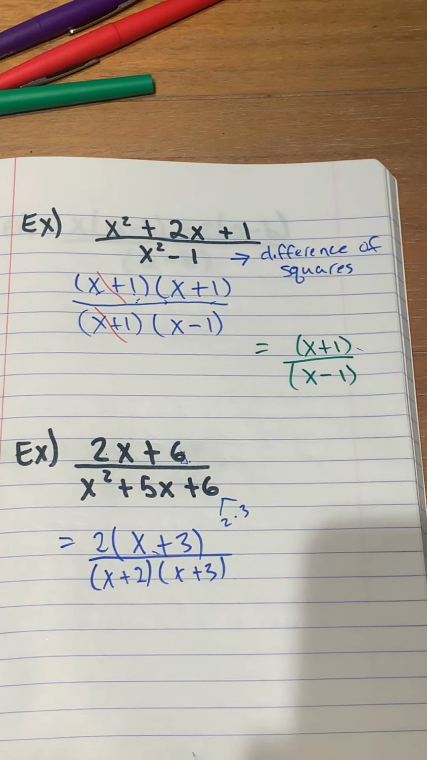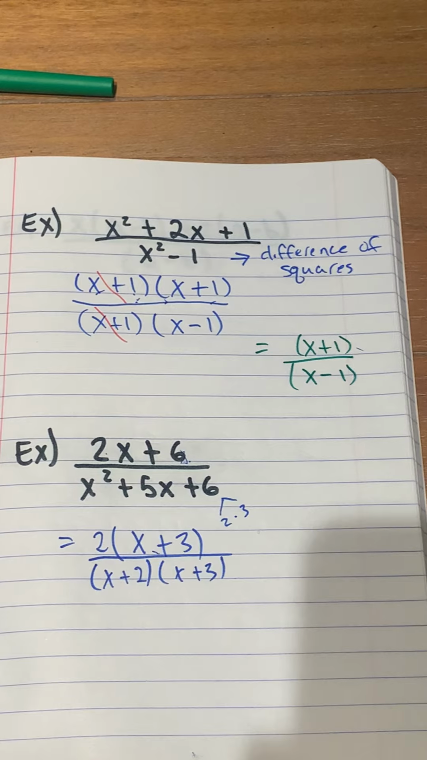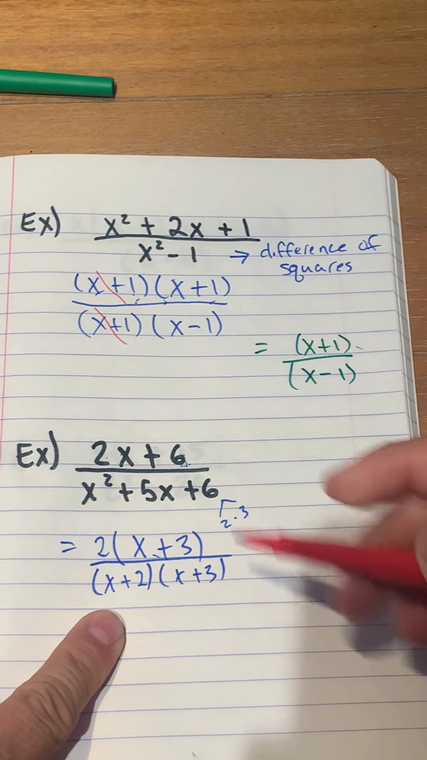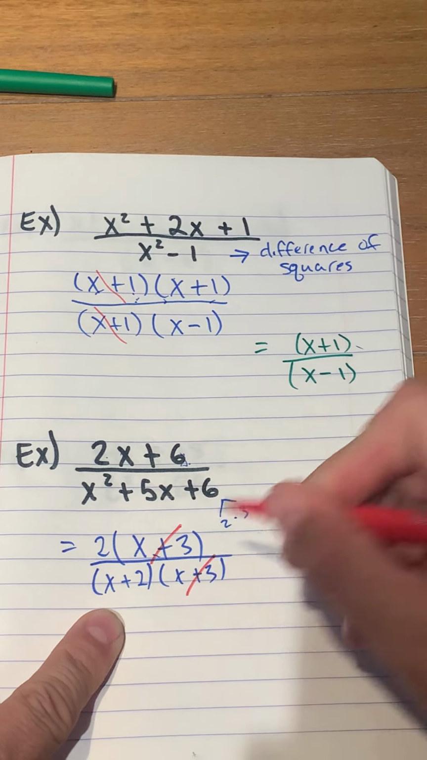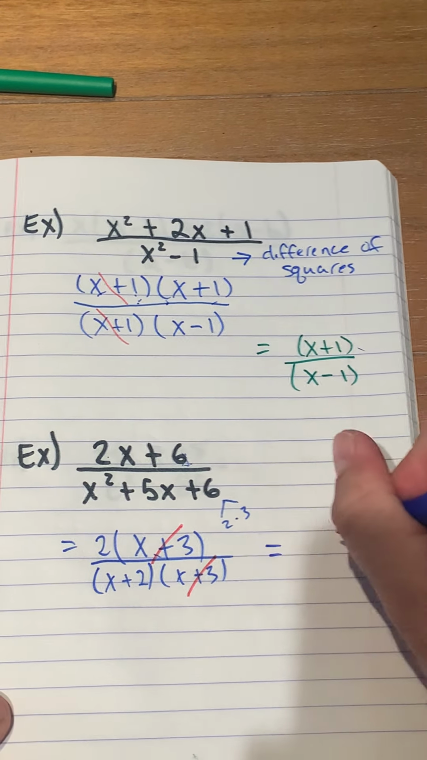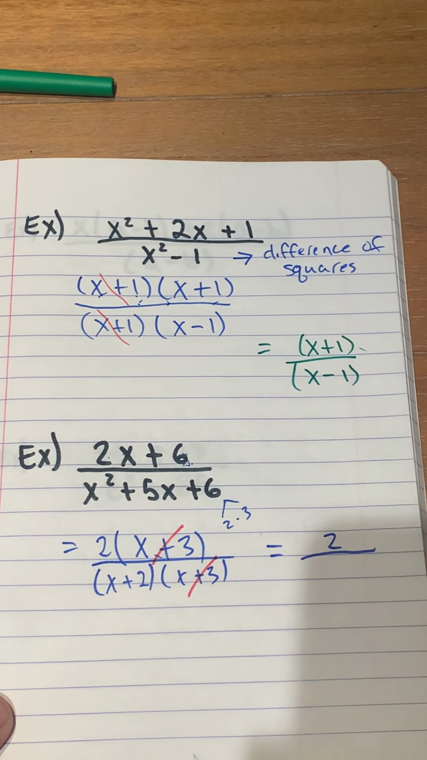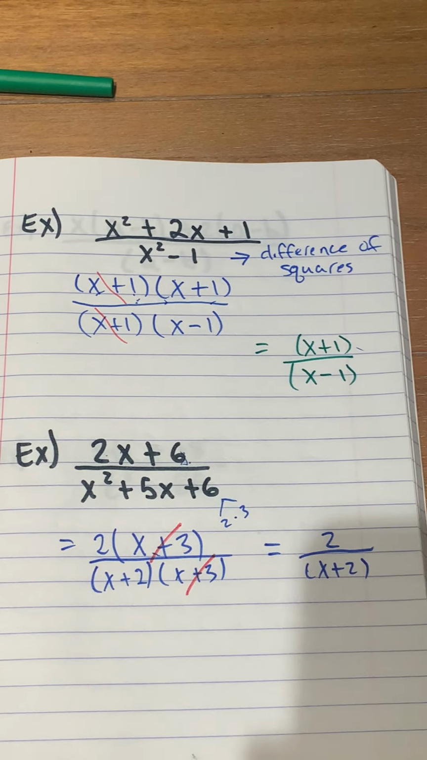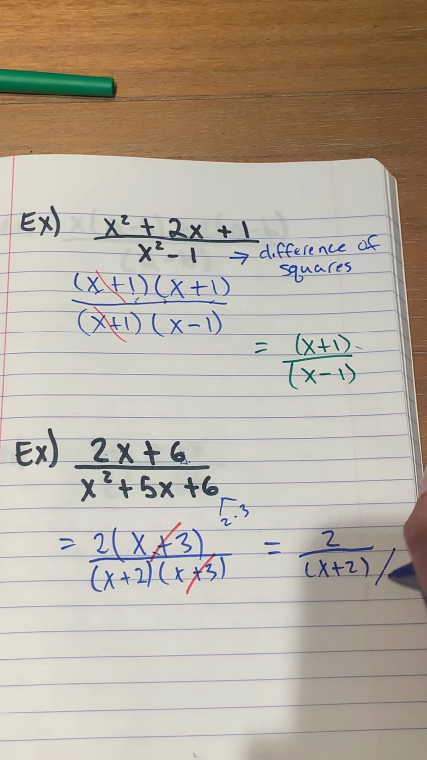Now what do we see that we have in common? On the top part, we can cancel out what? x plus 3 and x plus 3 at the bottom, right? x plus 3 over x plus 3 just gives me 1. What do I have left? I have 2 divided by x plus 2. This is in the simplest form, and that is my final solution.